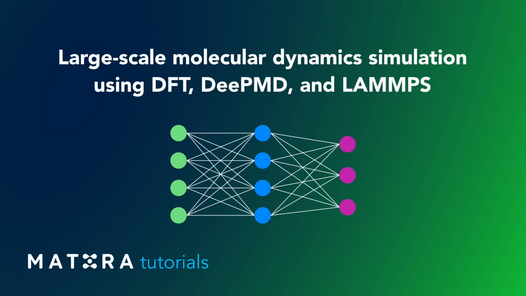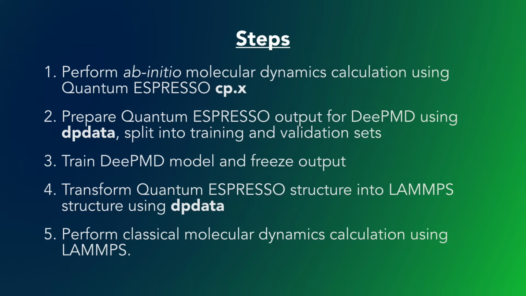In this tutorial, we will demonstrate how to perform large-scale molecular dynamics simulation using density functional theory, DeePMD, and LAMMPS in our platform. First, we will perform ab-initio molecular dynamics calculation using Quantum ESPRESSO Car-Parrinello program. Then we need to prepare Quantum ESPRESSO output files for DeePMD, followed by DeePMD training and freeze the output in a file. We also need to transform the Quantum ESPRESSO structure into LAMMPS format.